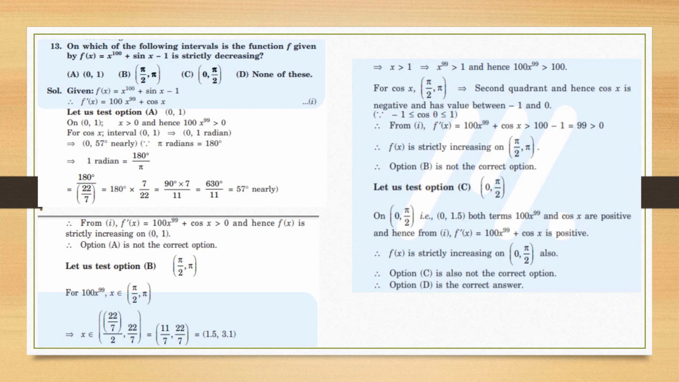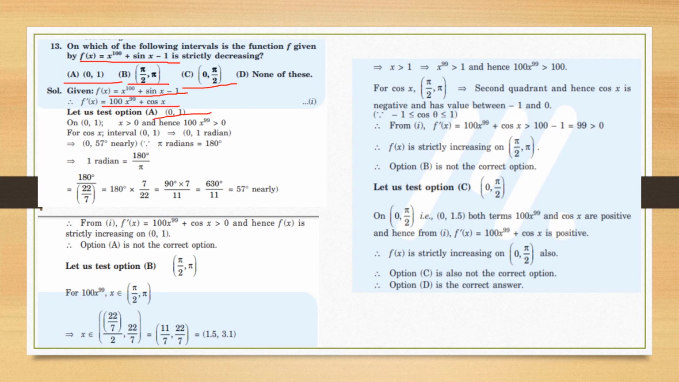Question number 13: on which of the following intervals is the function given by f(x) = x^100 + sin x - 1 strictly decreasing? These are my intervals 1, 2, 3. Let us see. This is my function and the derivative is 100x^99 + cos x.